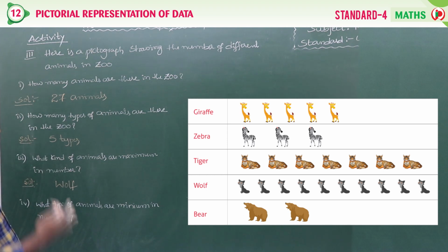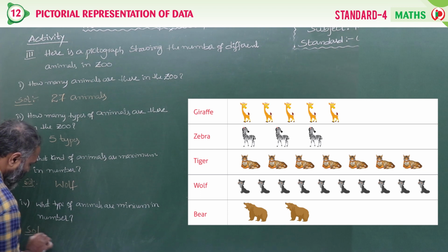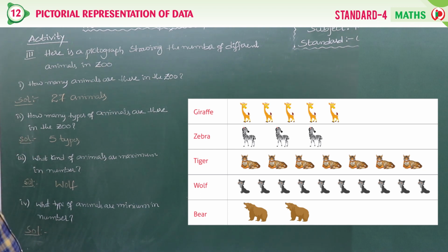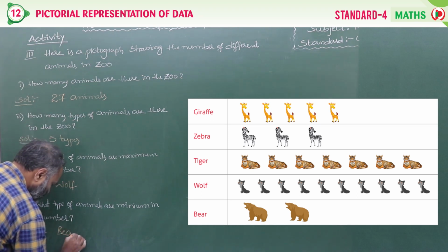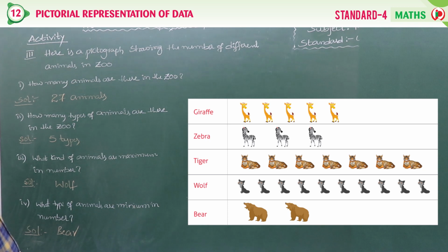So wolf, total 10, maximum in number. Then what type of animal are minimum in number? Only 2 bears were there. So that is bear. So these are the answers.